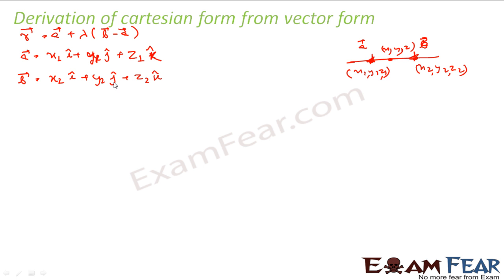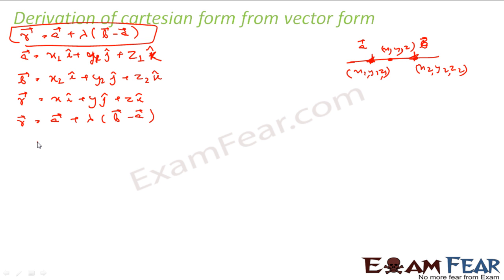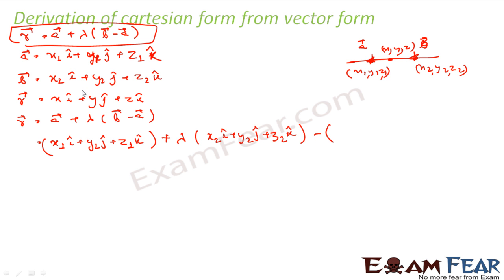So I have two points, and this r is a variable. Let's assume r is x i + y j + z k. Let's use the same formula: r = a vector + λ(b vector − a vector). So the a vector is x1 i cap, y1 j cap, z1 k cap, plus λ into the b vector, which is x2 i cap, y2 j cap, z2 k cap, minus the a vector, x1 i cap, y1 j cap, z1 k cap. This is my b vector minus a vector.